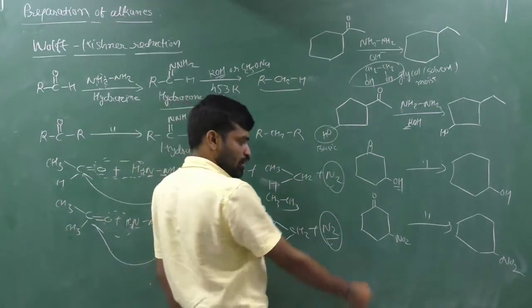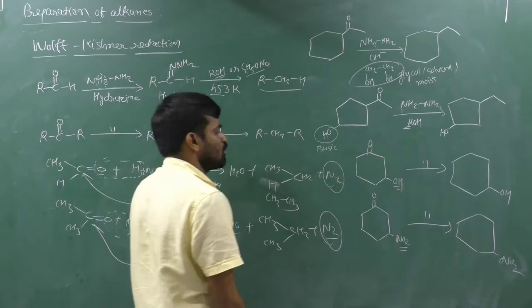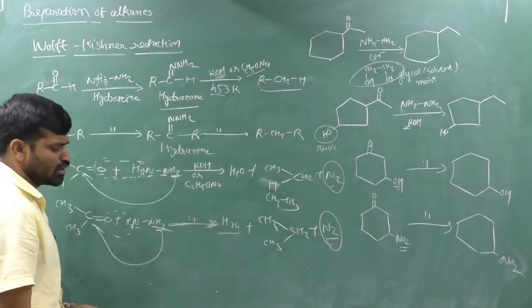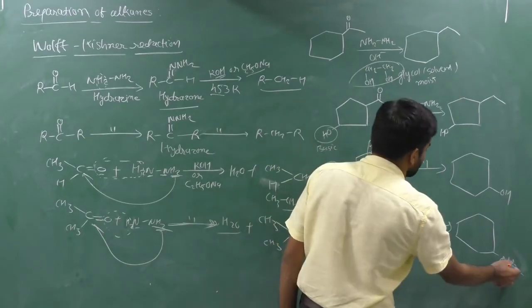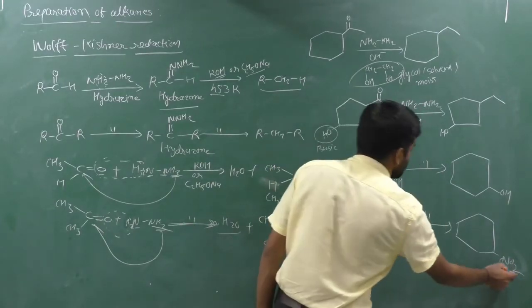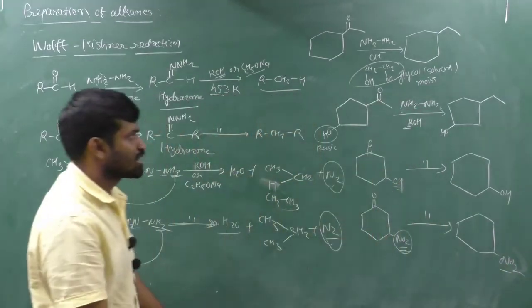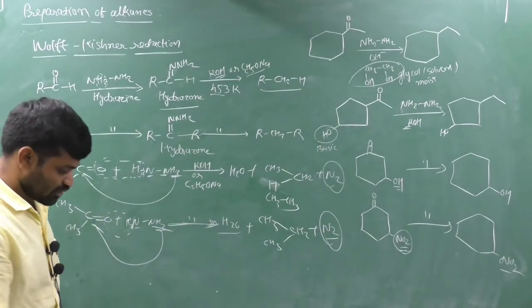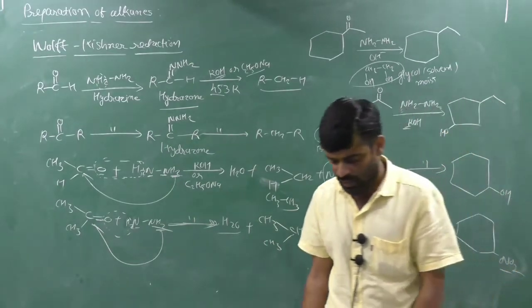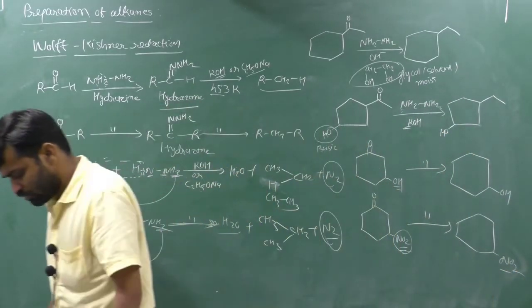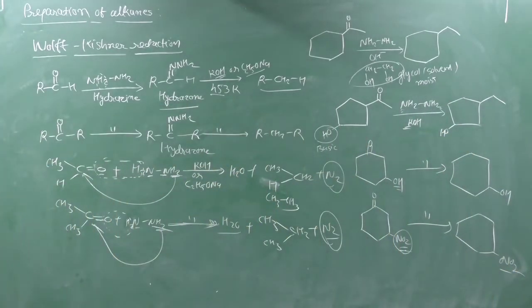Now in Clemmensen we discussed nitro into NH2. Here this reagent cannot reduce nitro into NH2; it remains the same. It can reduce only and only aldehydes and ketones. Clear? So it is a very important reduction pattern to give the alkane from aldehyde and ketone, which is Wolff Kishner reduction and Clemmensen reduction.